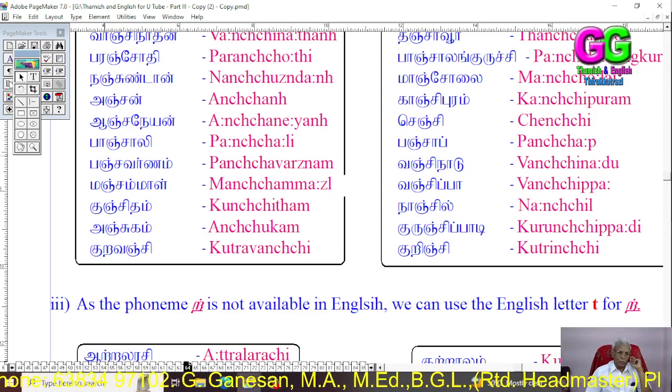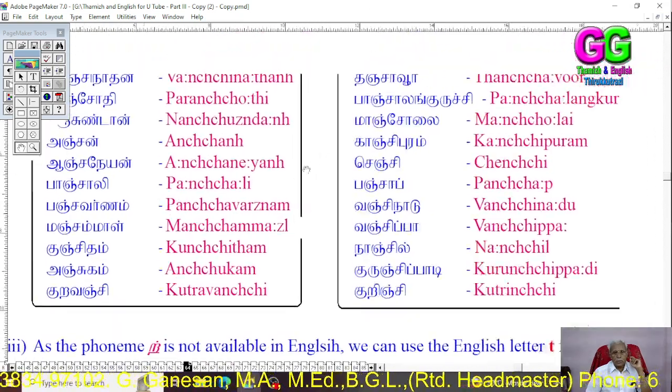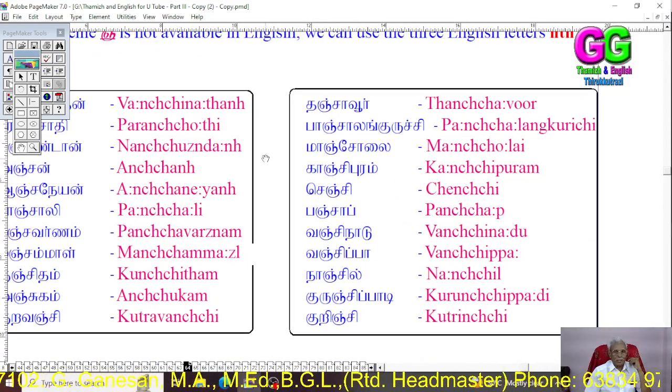Thus we could see in the names of people. And now let us see the names of some places and things.